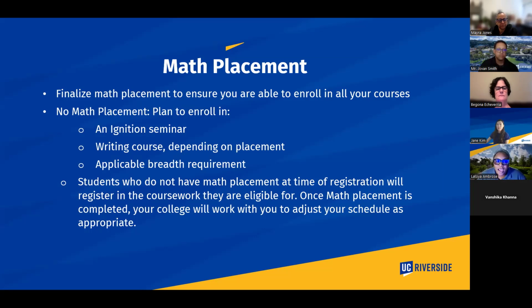If you do not have your math placement at the time that you register for your classes for fall, you won't be able to register for classes that require that. So in general, math and chemistry classes tend to require that. And so if you are unable to register for the classes, it is expected that you adjust your schedule and take another breadth requirement that can also fulfill other requirements for your major.